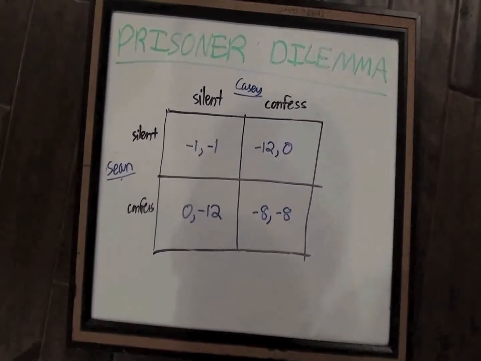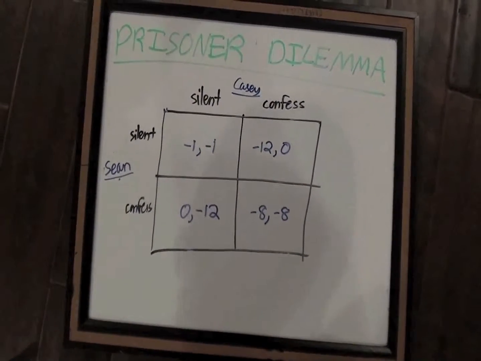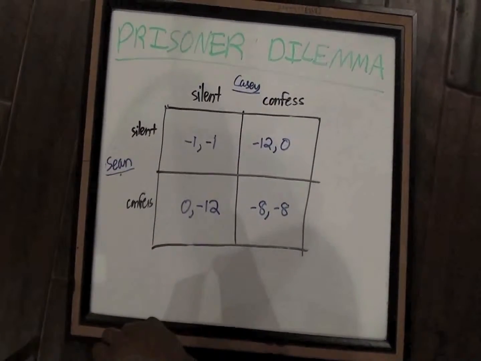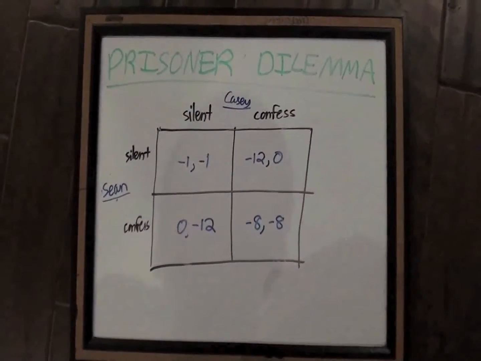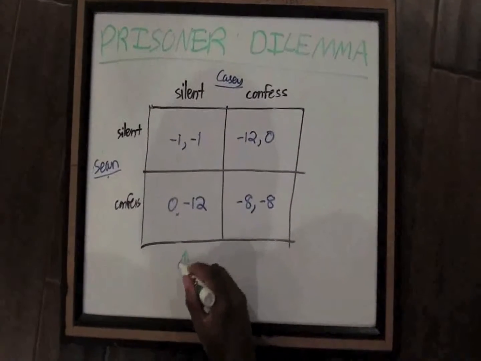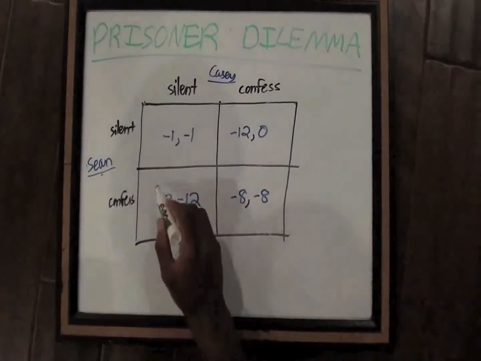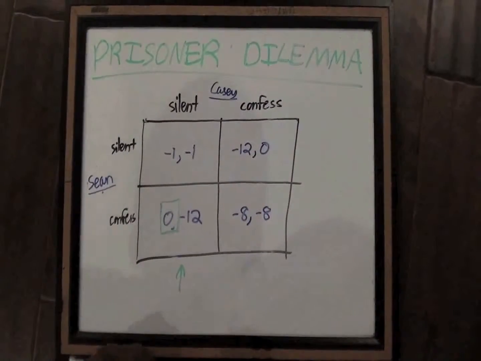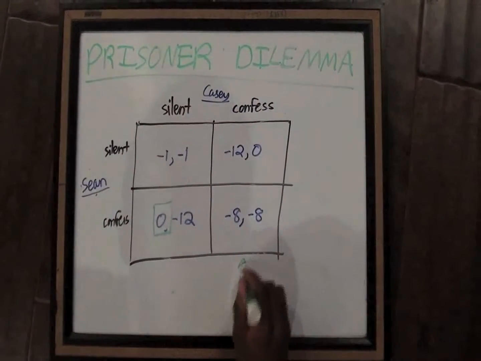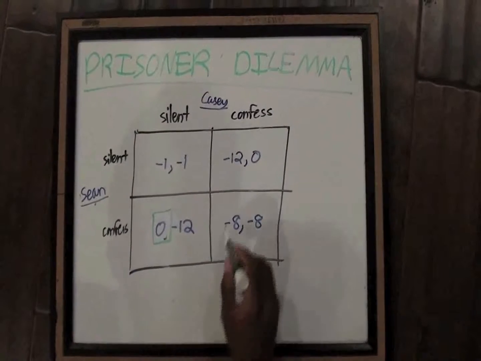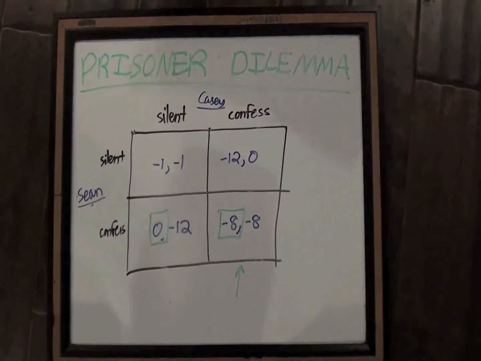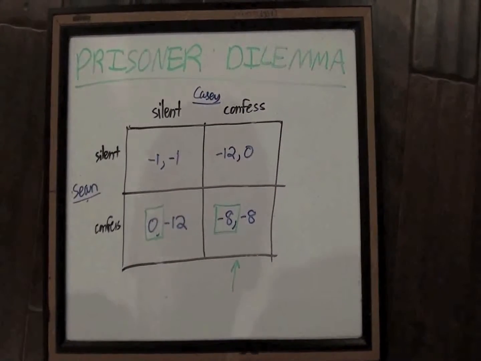If we consider the game from Sean's view, regardless of whether Casey talks or not, his best option is to confess. If Casey stays silent, Sean's best bet is to confess and serve 0 months in jail rather than 1 month. If Casey confesses, Sean's best bet is still to confess rather than staying silent to serve 12 months in jail.